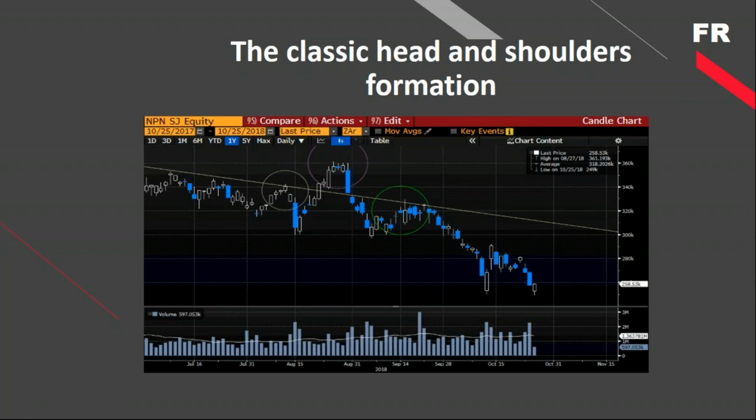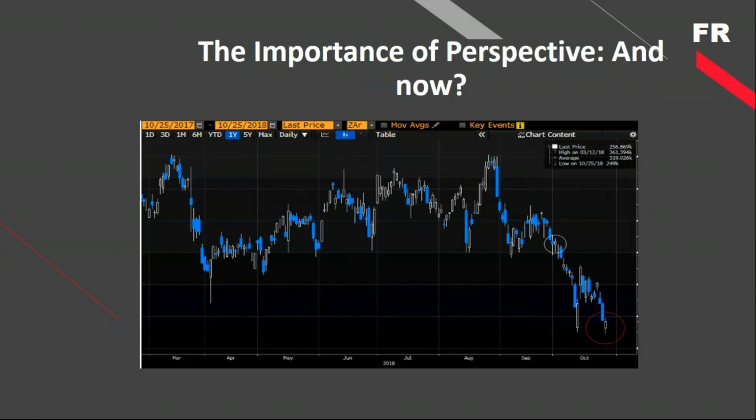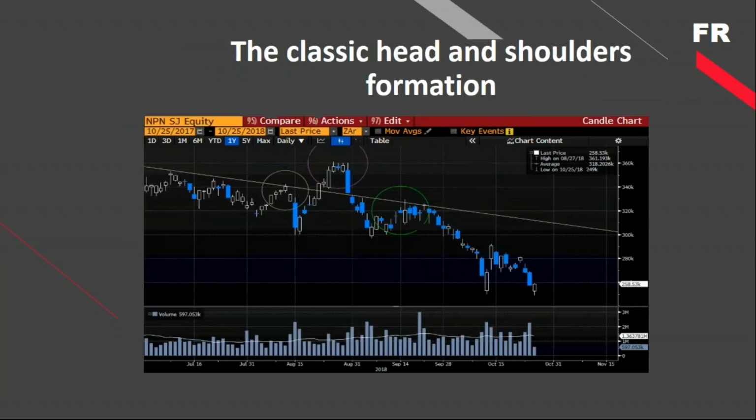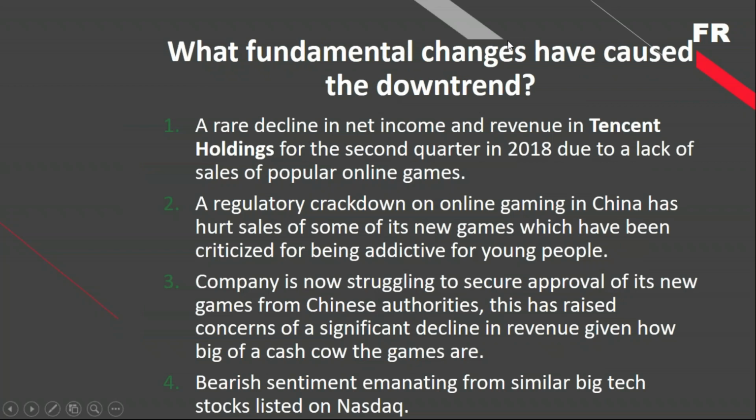But then at the same time, if you knew that you're looking at Naspers, there are some key elements that you should have looked at before you made the buying decision purely based on the trend line that we saw here. So I see the trend line, but I know this is Naspers. Okay. And what is going on with Naspers? What has caused that downtrend?